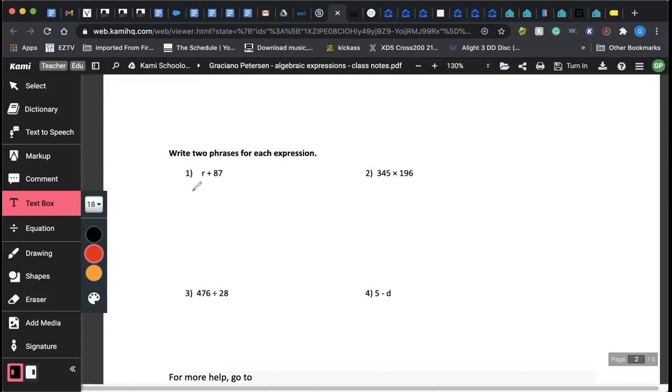I can let somebody else go. Stacy, you want to try it? R plus 87? So it would just be r added to 87. We can say something like that. We can also say the sum of r and 87.